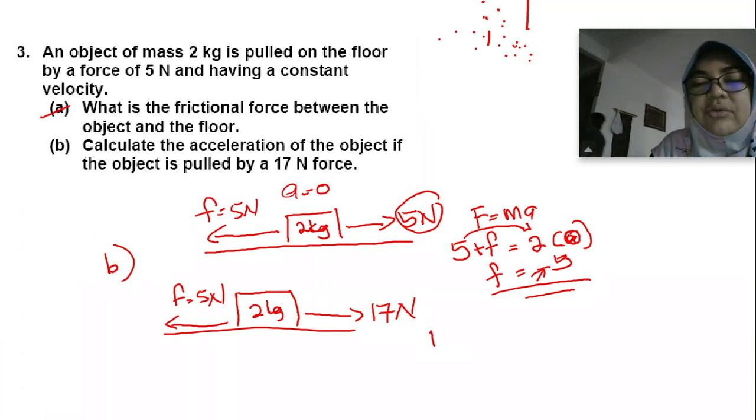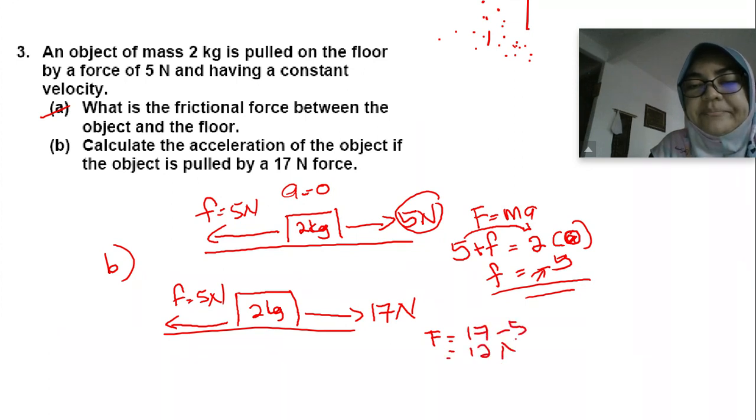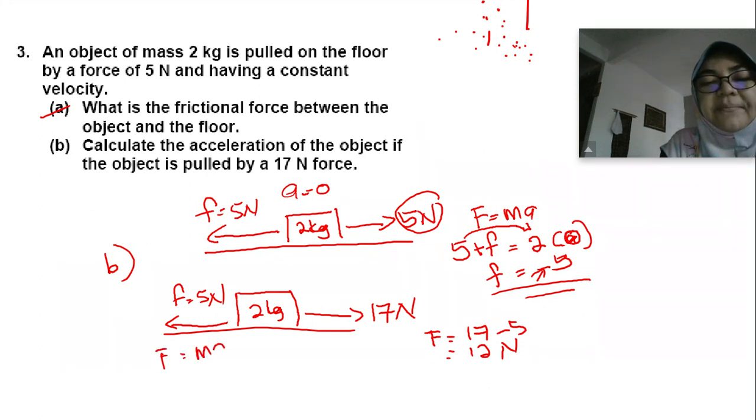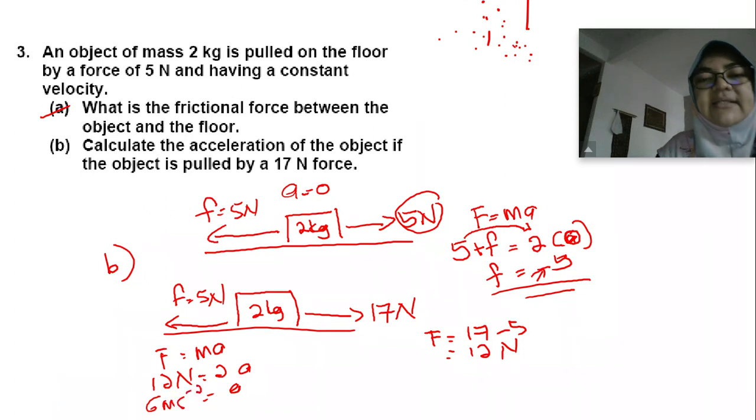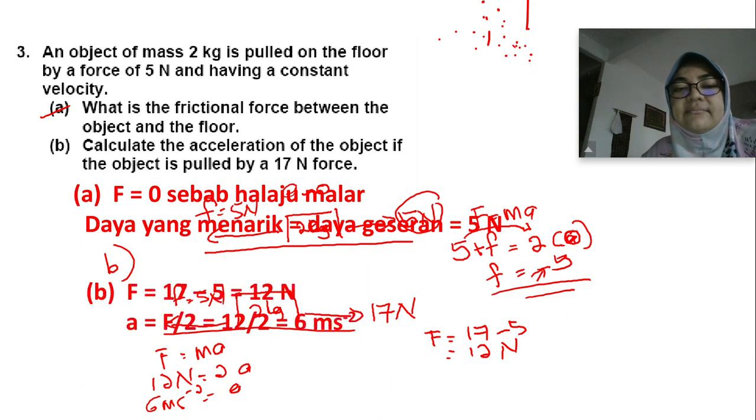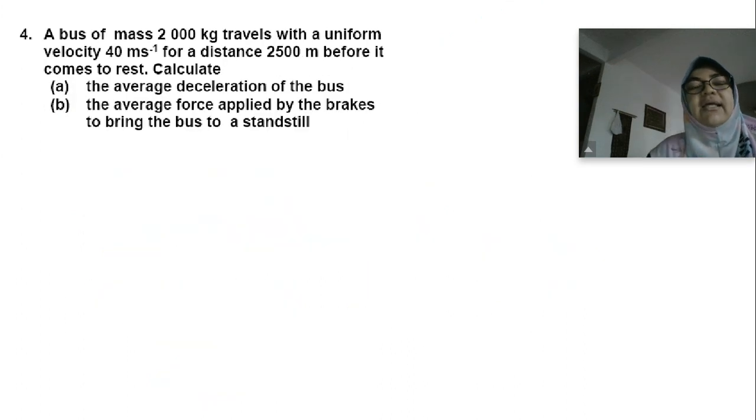Okay, so the total force here is 17 minus 5 equals 12 Newton. So by using F equals ma, 12 Newton equals 2 times a, so a is 6 meter per second squared. Okay, so let's go to question 4.